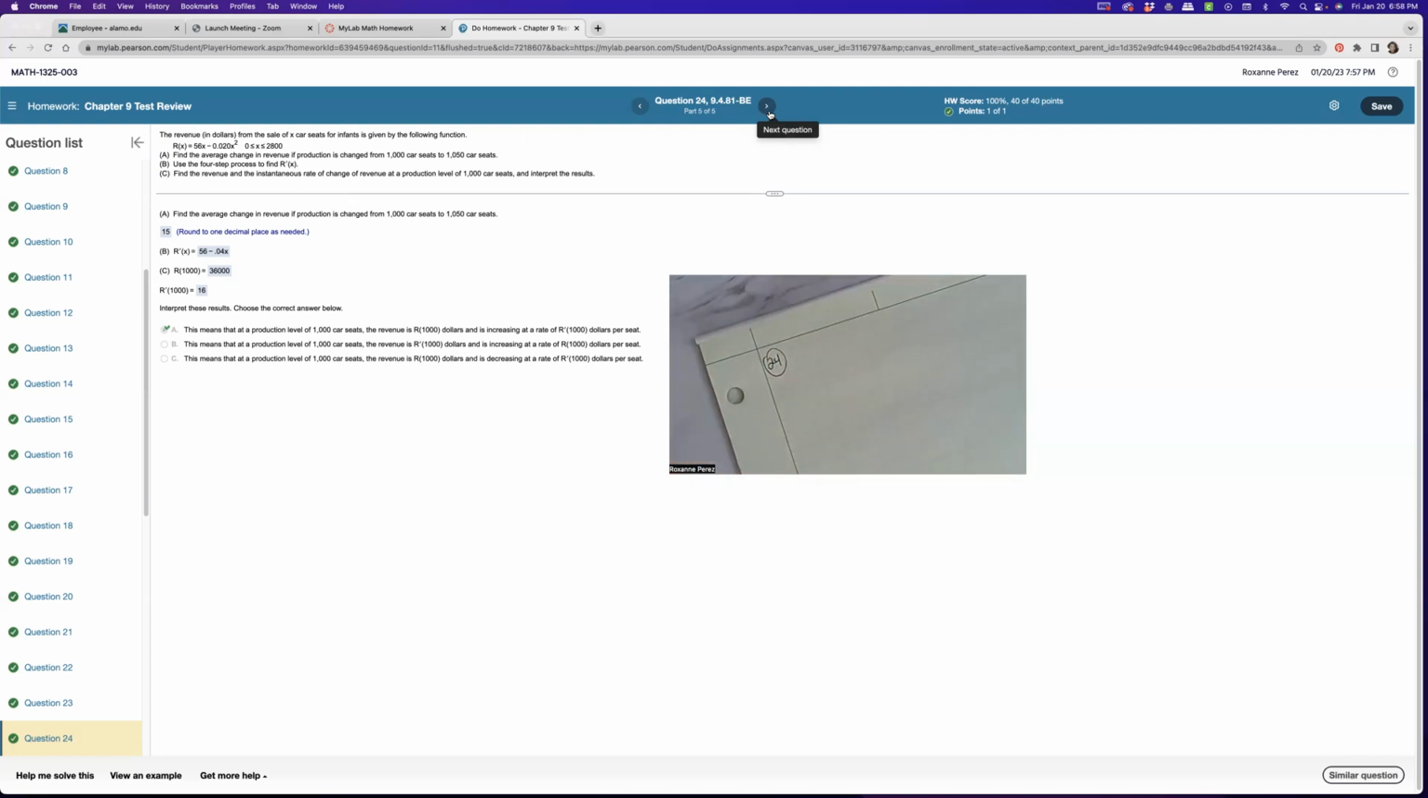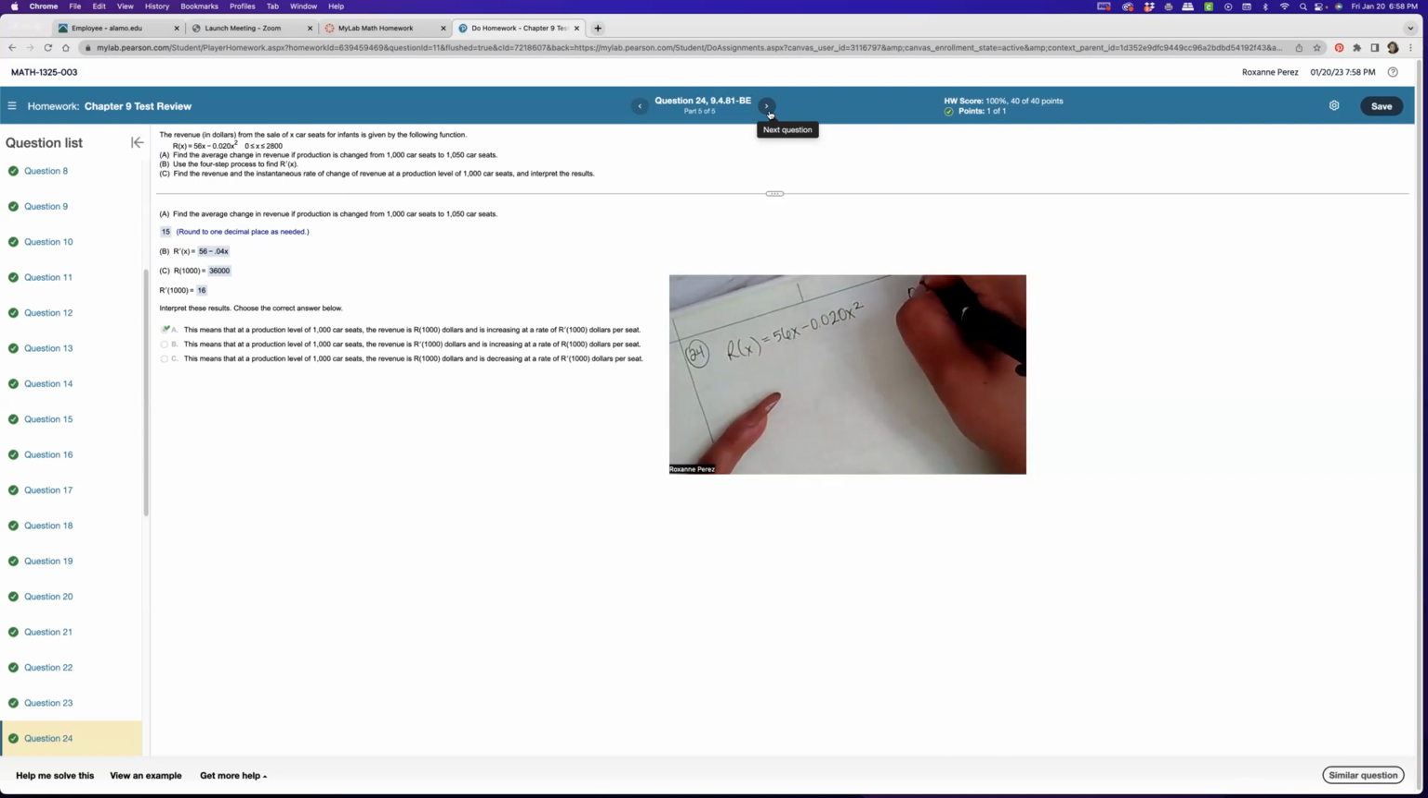$24. The revenue in dollars from the sale of x car seats for infants is given by the following function. R of x, revenue, is equal to 56x minus 0.020x squared for values of x greater than 0 and less than 2,800. That's our constraint. Okay, so we want to find the average change in revenue if production is changed from 1,000 car seats to 1,050 car seats.